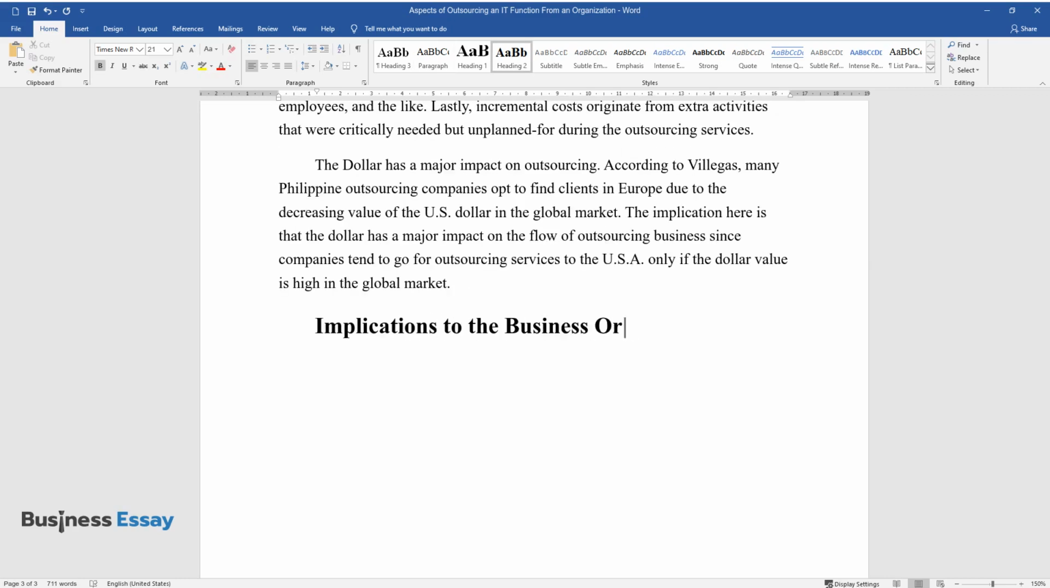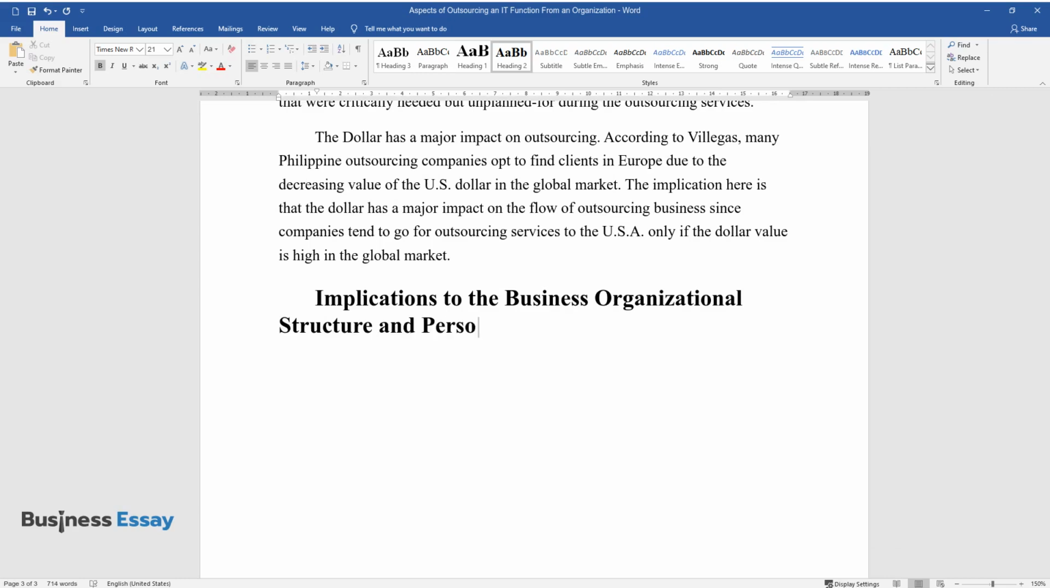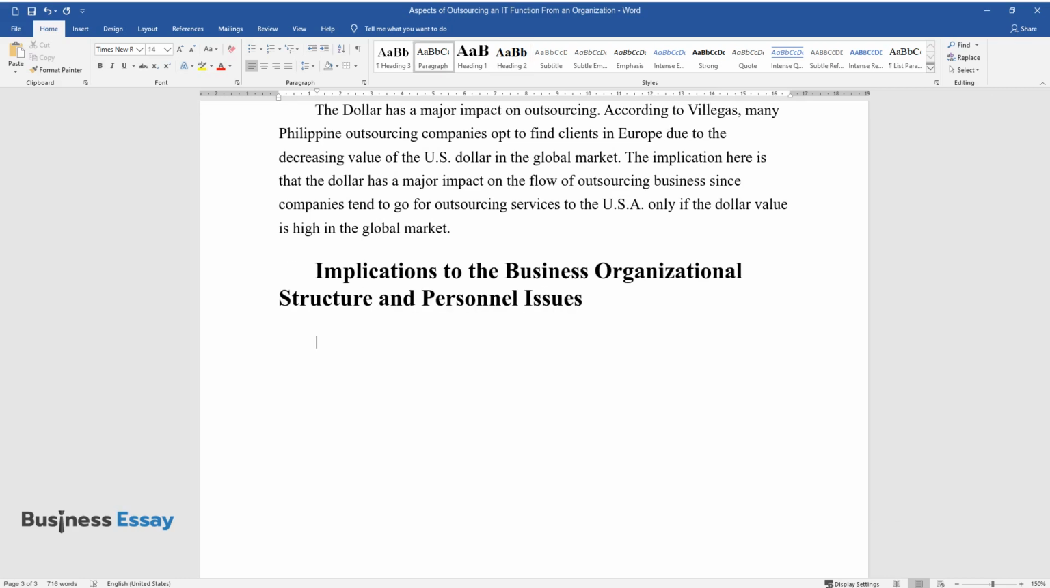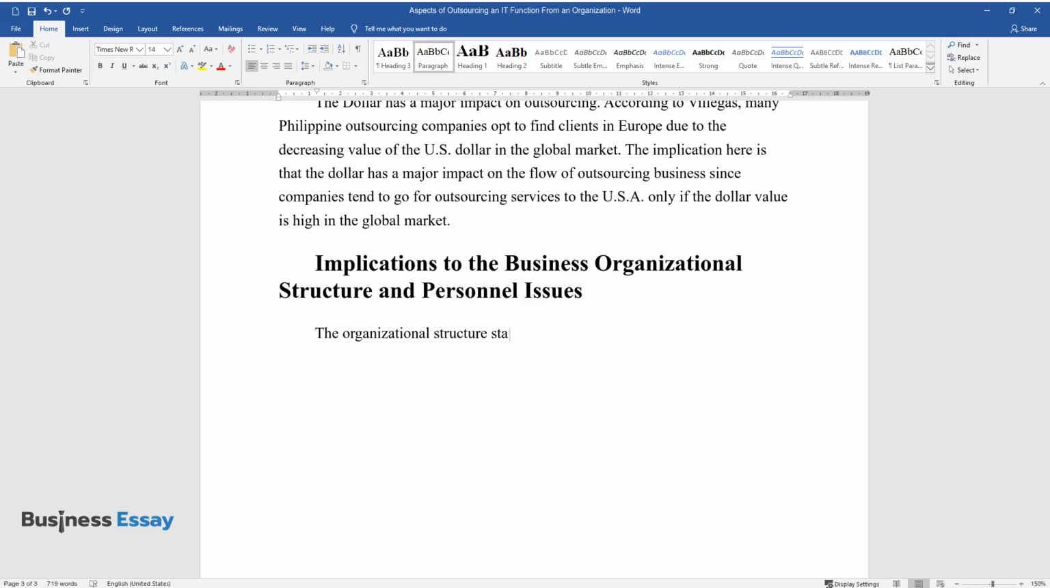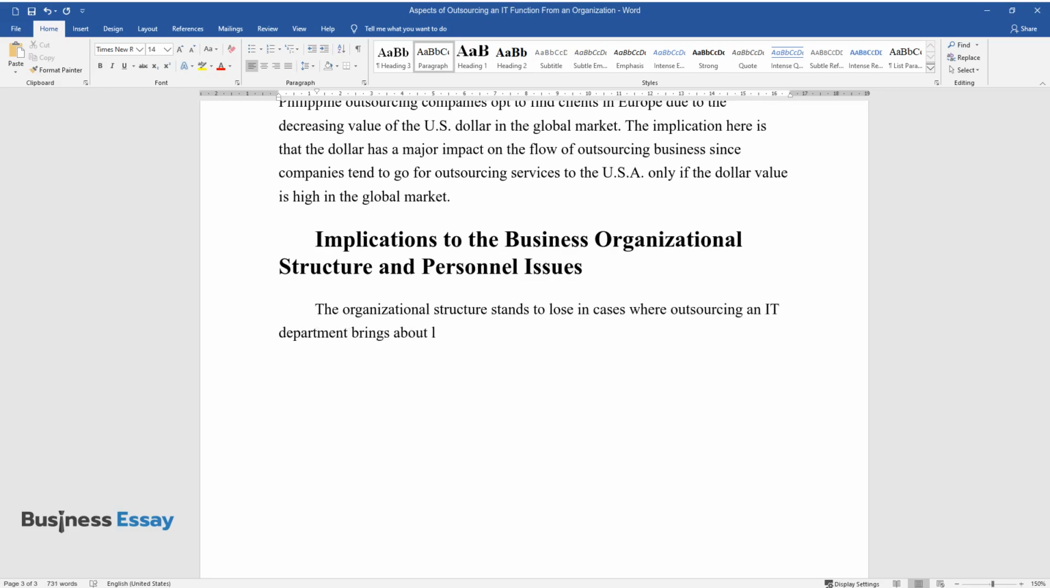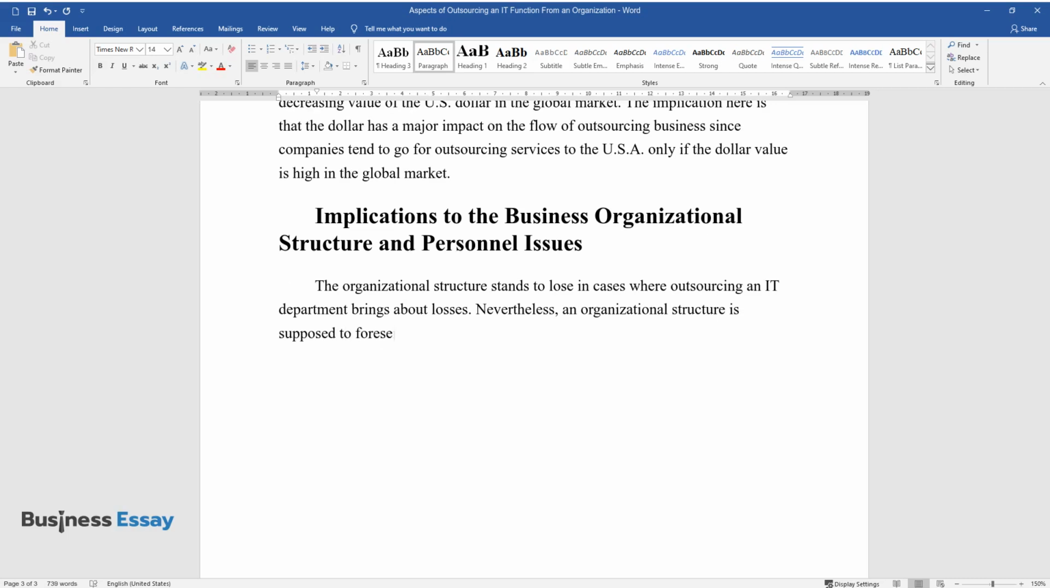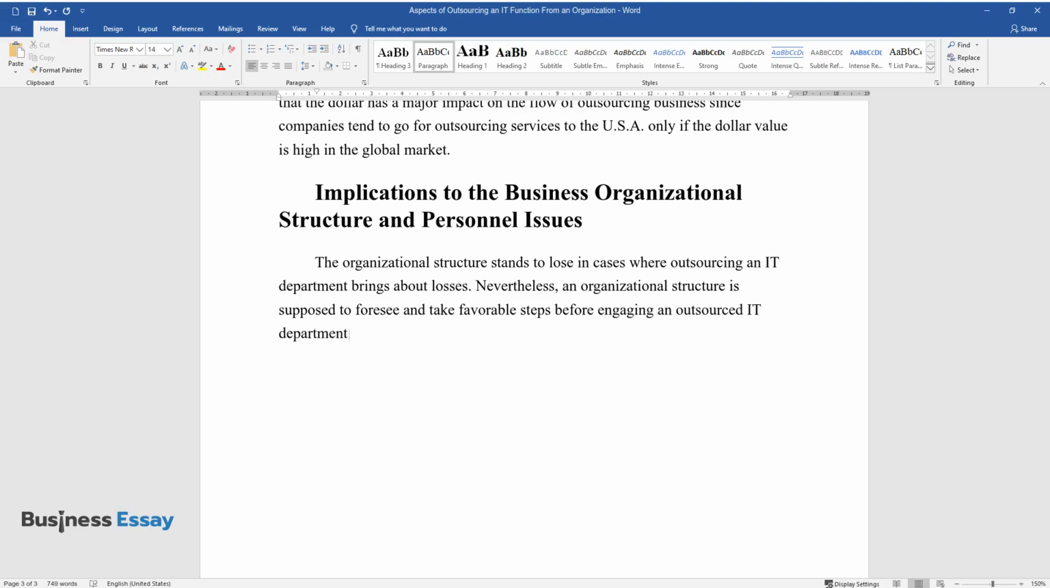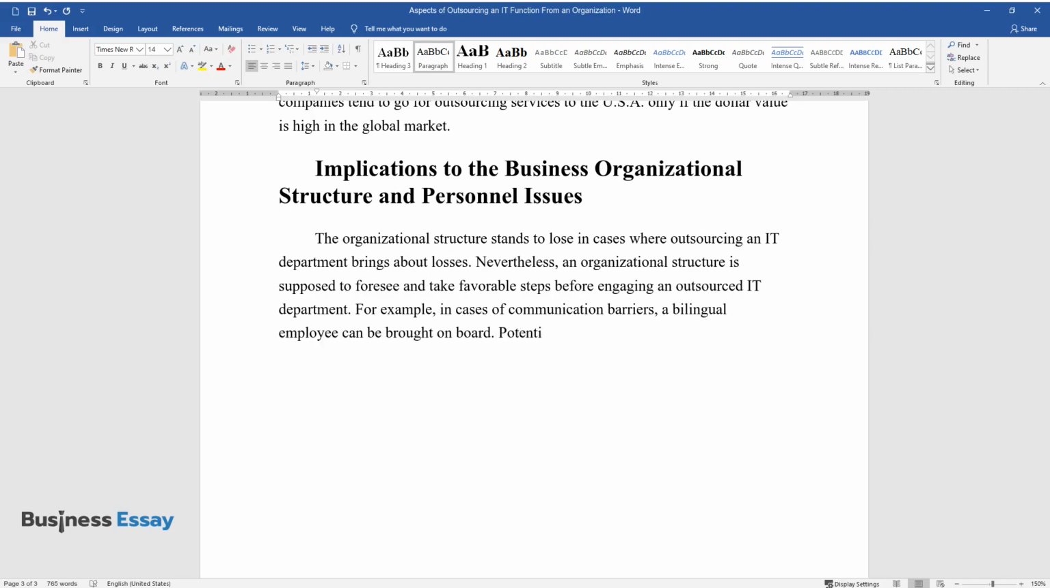Implications to the business organizational structure and personnel issues. The organizational structure stands to lose in cases where outsourcing an IT department brings about losses. Nevertheless, an organizational structure is supposed to foresee and take favorable steps before engaging an outsourced IT department. For example, in cases of communication barriers, a bilingual employee can be brought on board.